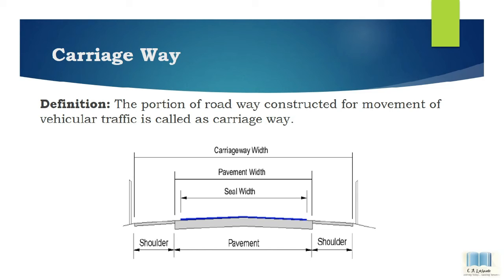This portion, from one side shoulder to other side shoulder, in which pavement width is also added, so this total portion is called carriageway width. The total area or portion of the roadway constructed for movement of vehicular traffic is called carriageway.